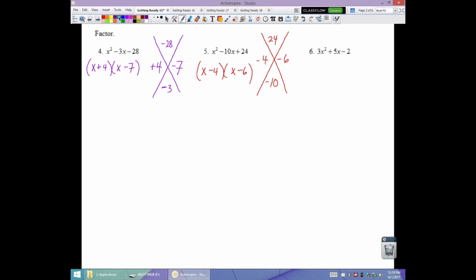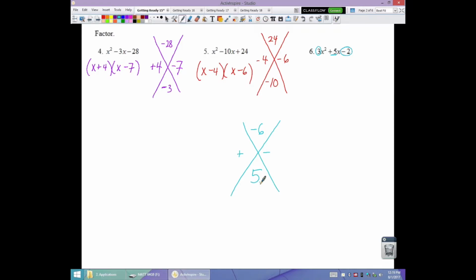And finally, over here at number 6, we do have a coefficient in front of the x squared now, which makes it even more important that you check for a GCF. We don't have one, but we had to look. And that changes the process here. We still make our magic x, but we multiply a times c. So 3 times negative 2 is negative 6. We still look at the middle term for our desired sum, 5. So if the product is going to be negative 6, I'll need one positive and one negative. And that means I need factors of 6 that are different by 5.